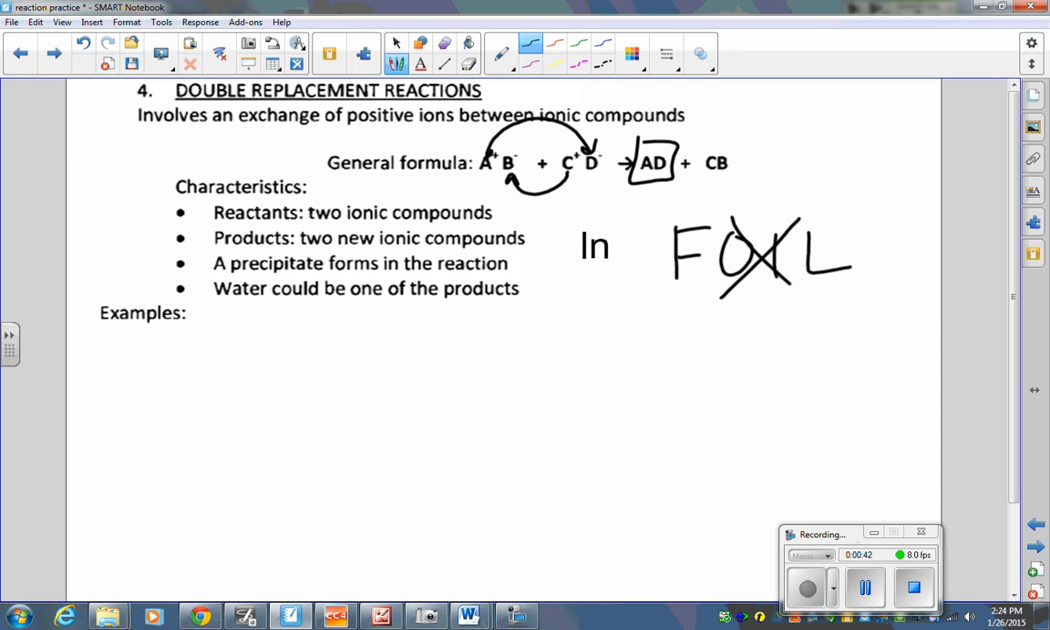So you're reacting two ionic compounds. They're going to be aqueous always on the left-hand side. That's where you use solubility rules to figure out whether it forms a precipitate. Water could be a product or a precipitate. So let's take a look.